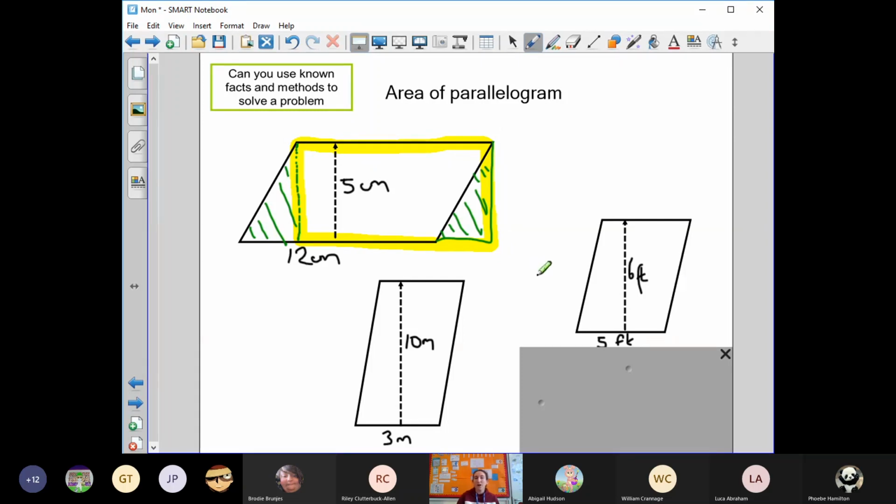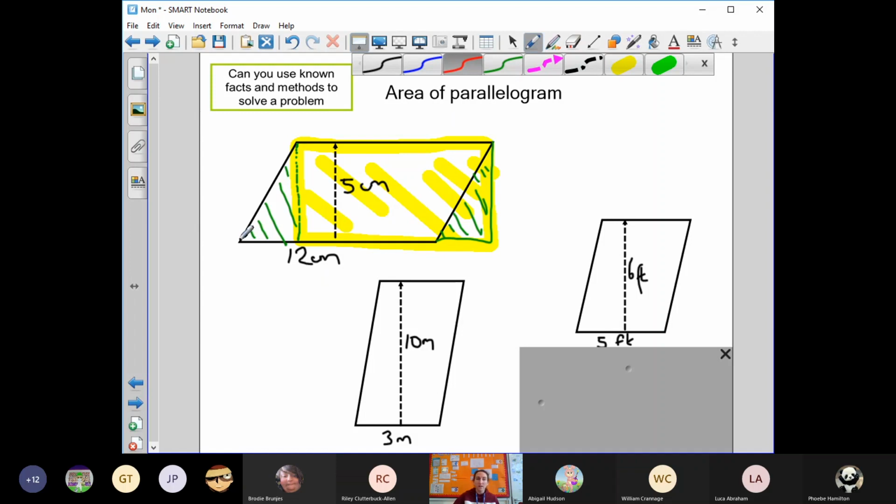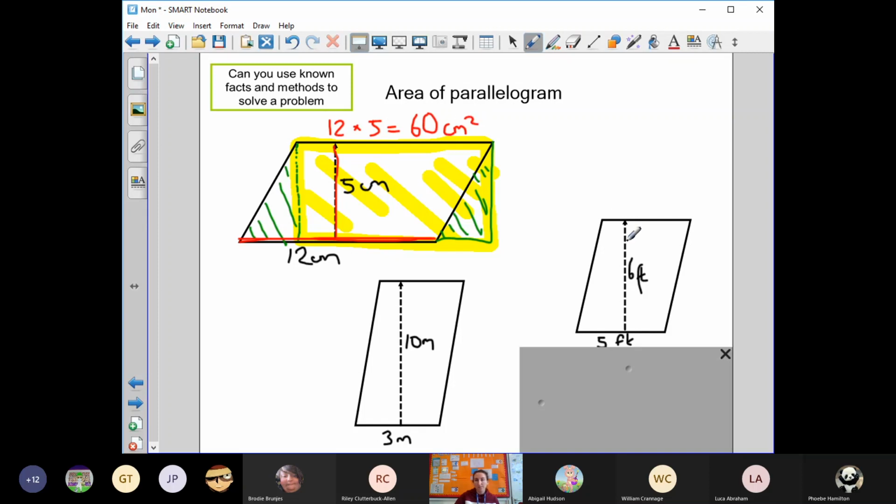Okay, so even though a parallelogram looks a really funny shape to find the area of, actually the area inside that shape is exactly the same as the area of a rectangle. So we can do the exact same thing as we would with a rectangle. We find the length of the base, the length of the bottom of my parallelogram, and we find the height, the width of my parallelogram, and we times the two together. Okay, so for this parallelogram, we would do 12 times 5, which would be 60 centimeters squared.